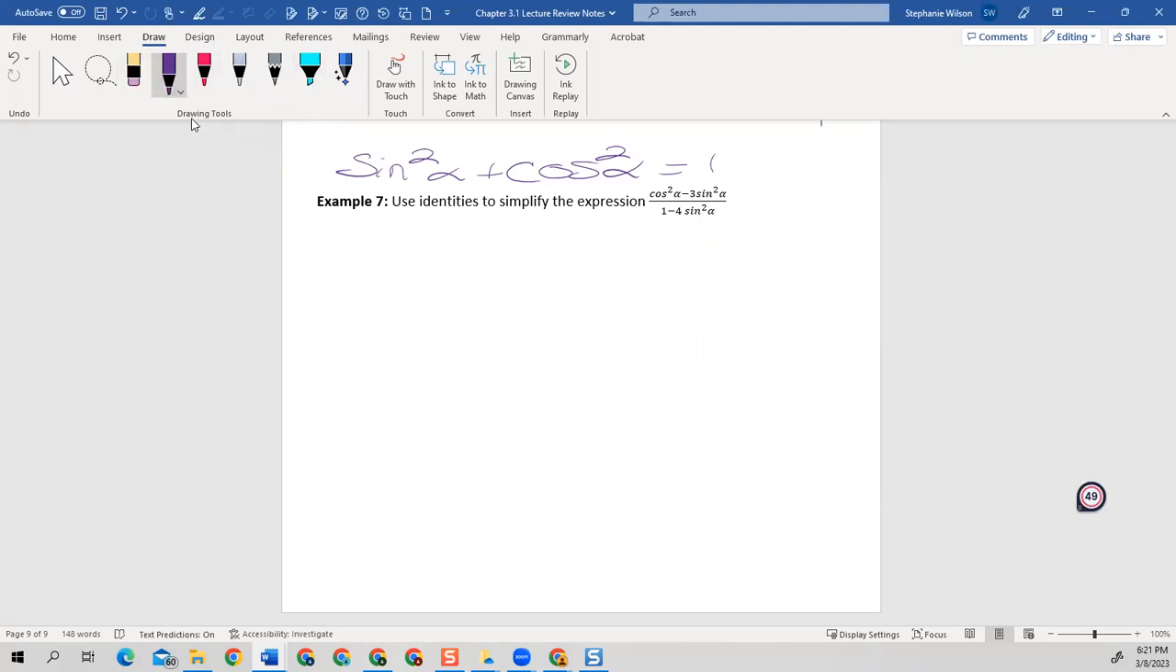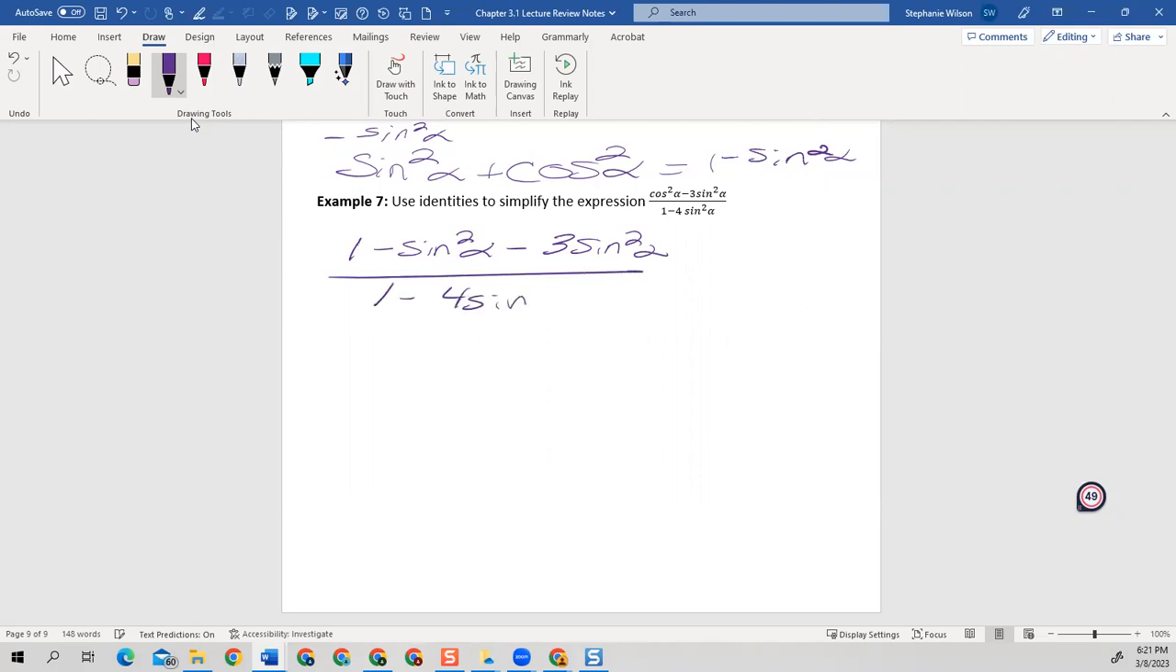That means I'm going to subtract the sine squared from both sides. And now I know what cosine is. So I'm going to rewrite this. And in the place of cosine squared, I'm going to put 1 minus sine squared alpha. And then I'm going to write minus 3 sine squared alpha all over 1 minus 4 sine squared alpha.